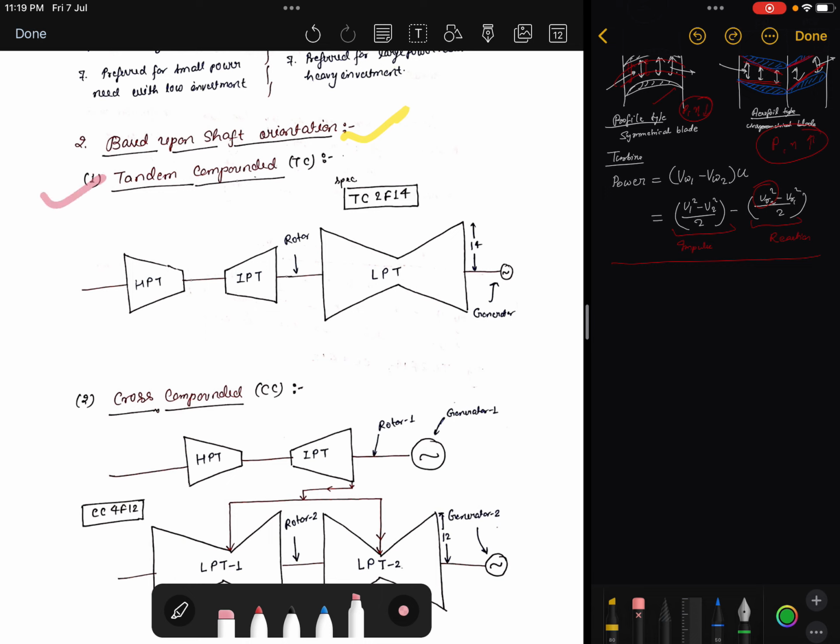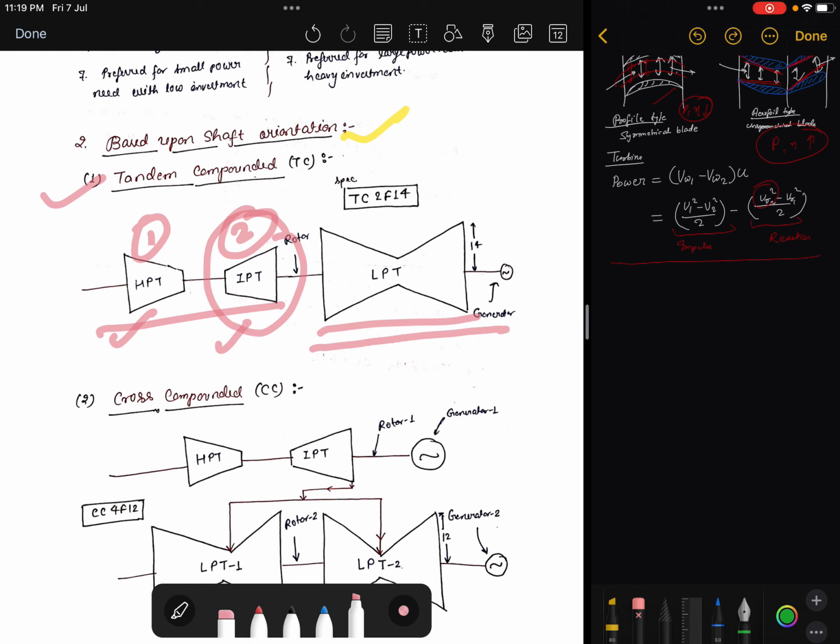What is tandem compounded? In the tandem compounded, two turbines are joined with each other like this. So the first one is the high pressure turbine and the second one is the low pressure turbine. Here we can say that the first one is the high pressure turbine, the second one is the intermediate pressure turbine and the third one is the low pressure turbine. So when the turbines are attached one by one, then this is called the tandem compounded turbine.